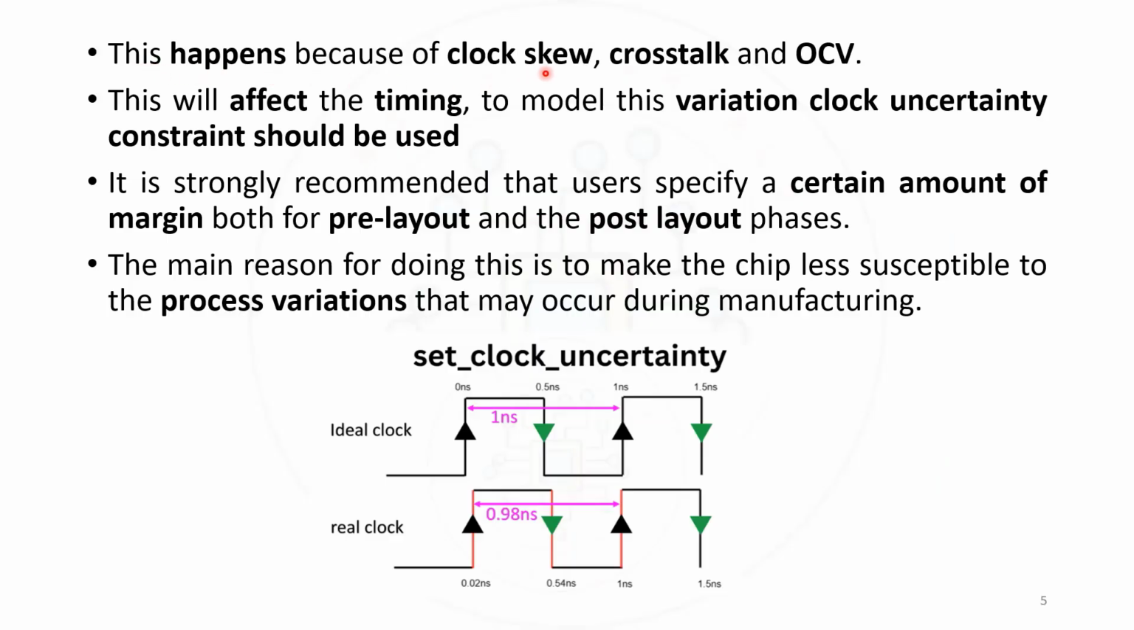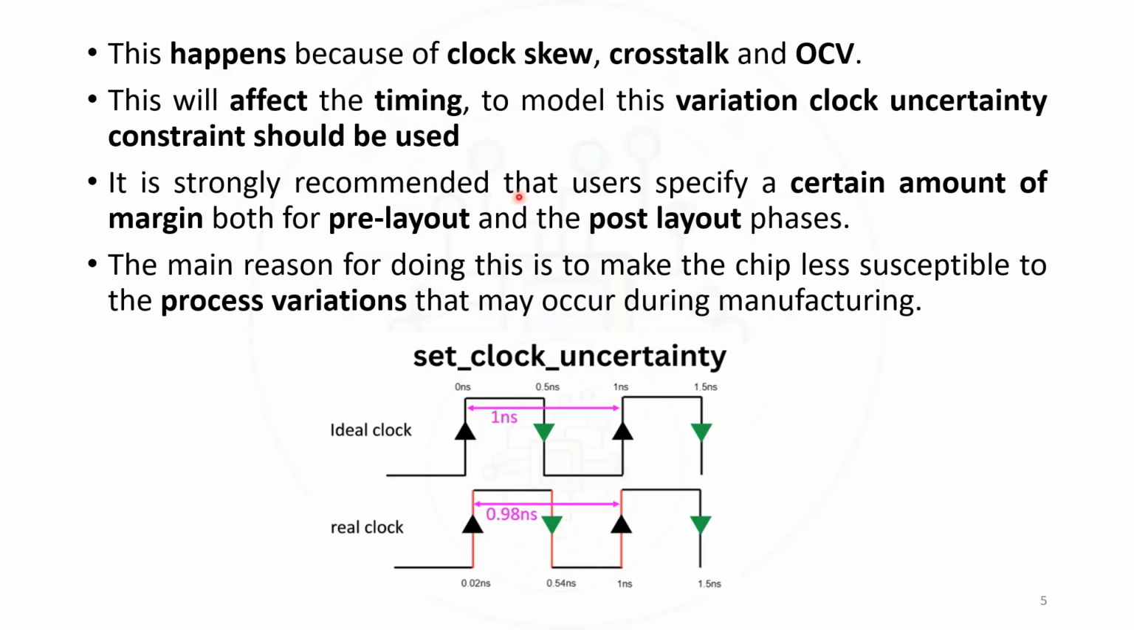This happens because of clock skew, crosstalk and on-chip variation. Here OCV stands for on-chip variation. This will affect the timing. To model these variations, the clock uncertainty constraint should be used. So ideal and practical will not be the same. There may be some variations, and those variations are because of clock skew, crosstalk or on-chip variation. So these effects should be taken into consideration.